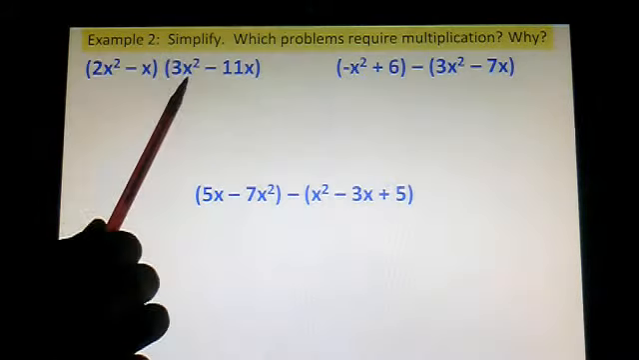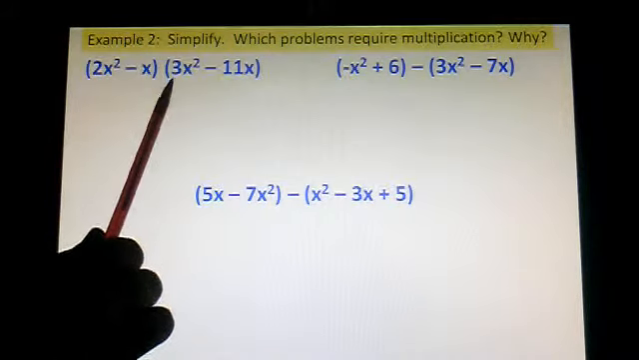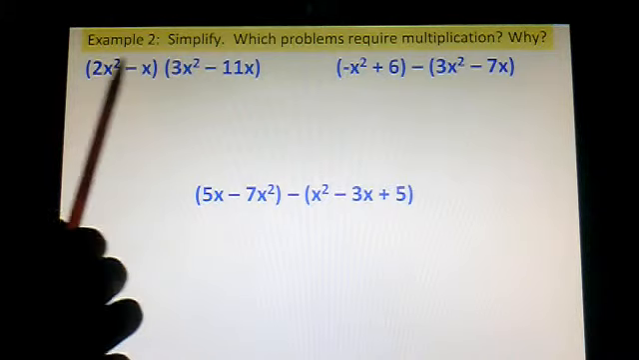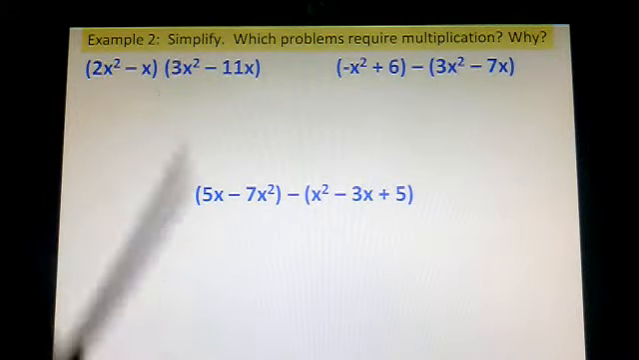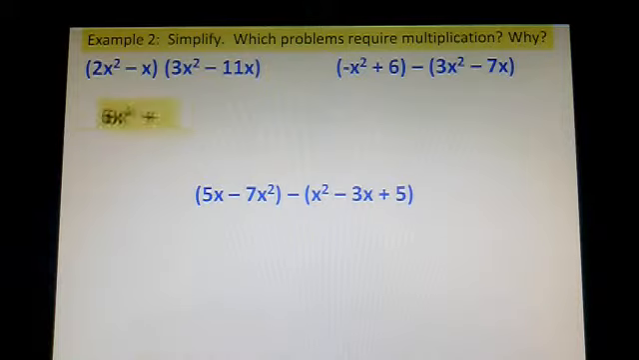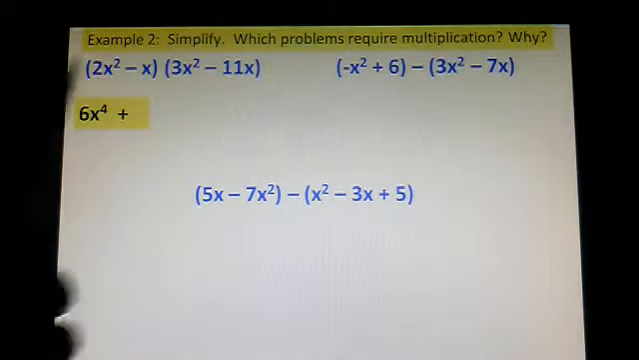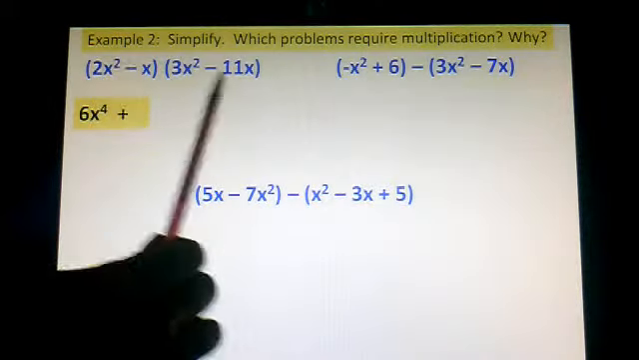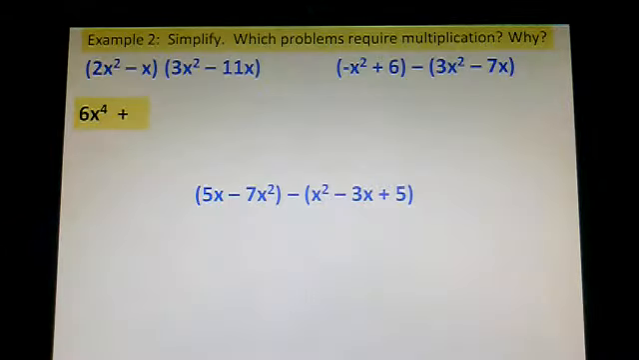2x squared times 3x squared. You do 2 times 3, you get 6. X squared times x squared is x times x times x times x, or x to the fourth power. So there's your first terms multiplied. The outsides in this case, you end up with 2 times 11, which is 22. I should have that being negative 22.